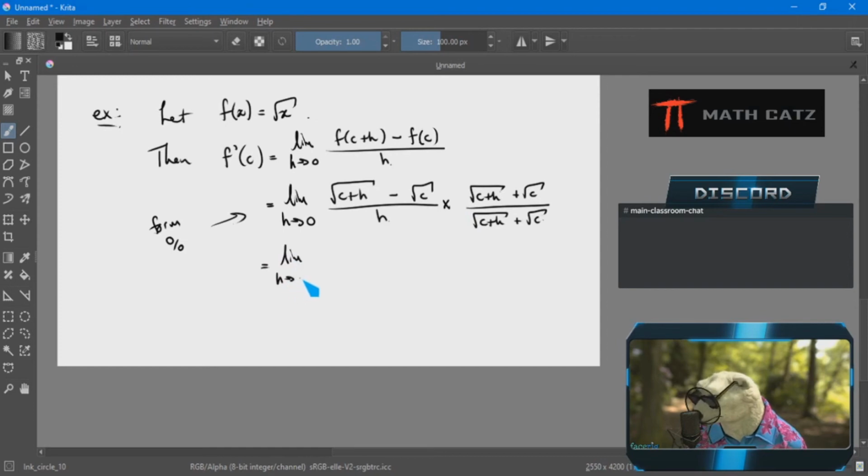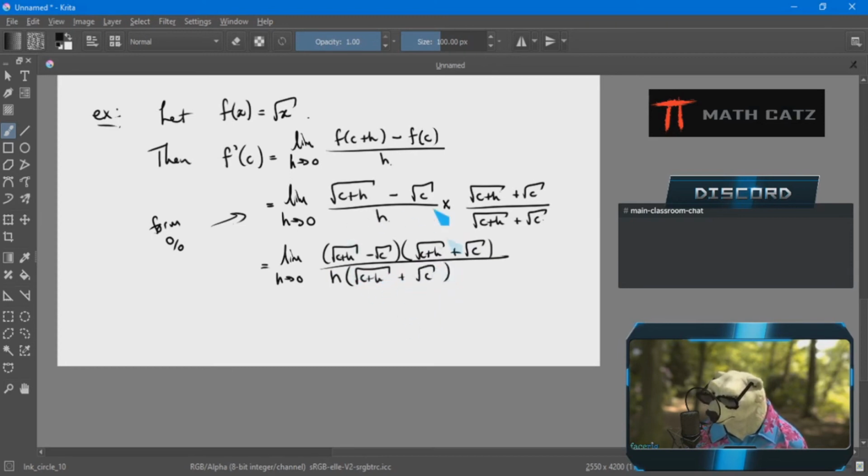Now I'm just carrying the limit with me here until I can simplify this in some clever way. So now I have at the top the root of c plus h minus root of c times root of c plus h plus root of c. Over the bottom I have an h, and then I have the root of c plus h plus root of c. Okay, but the top is more important right now.